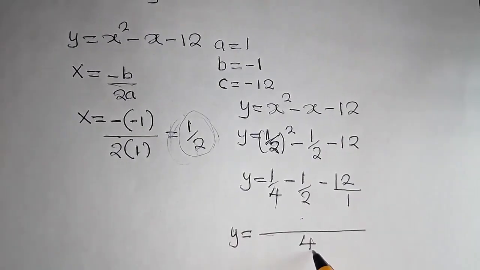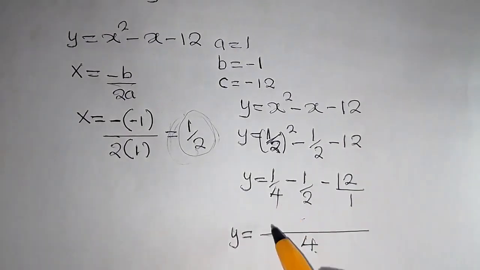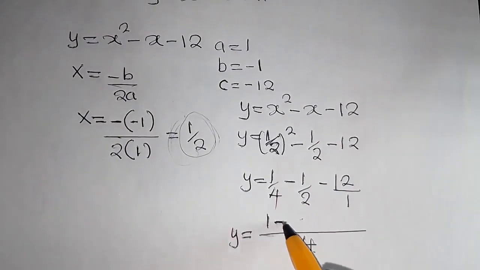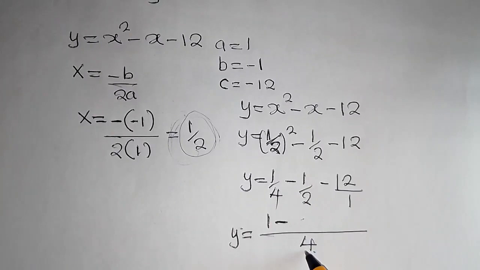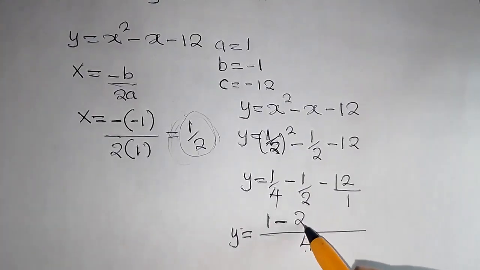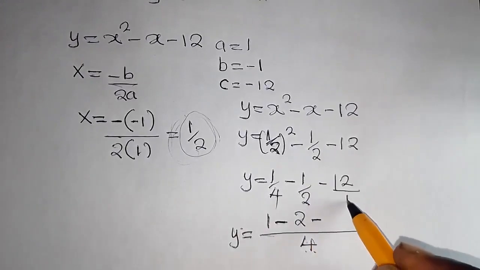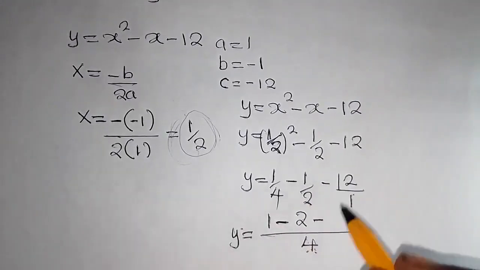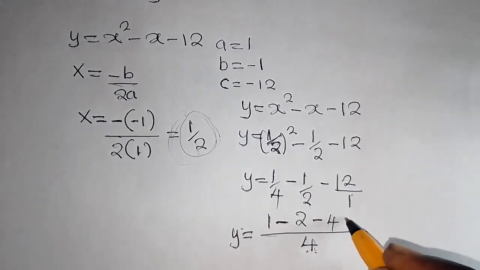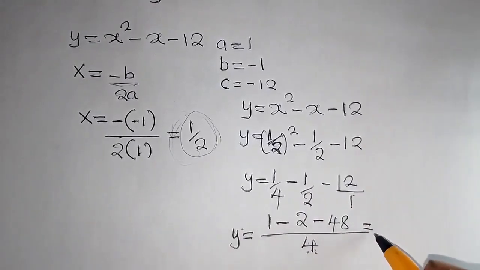So y is equal to: 4 into 4 is 1, 1 times 1 is 1. Minus, 2 into 4 is 2, 2 times 1 is 2. Minus, 1 into 4 is 4, 4 times 12 is 48. You do this.